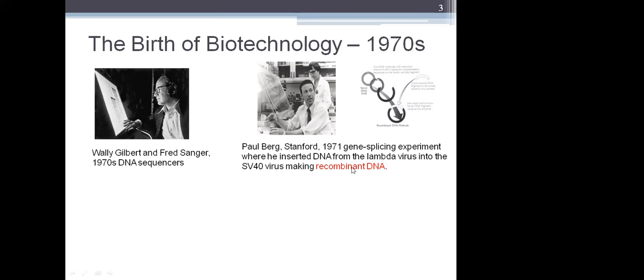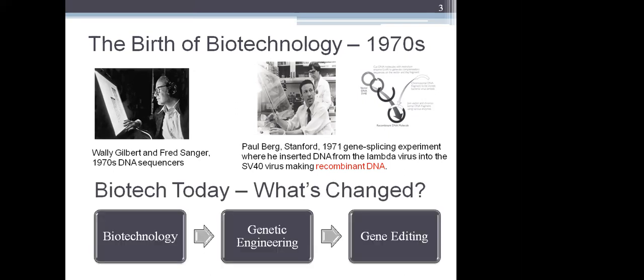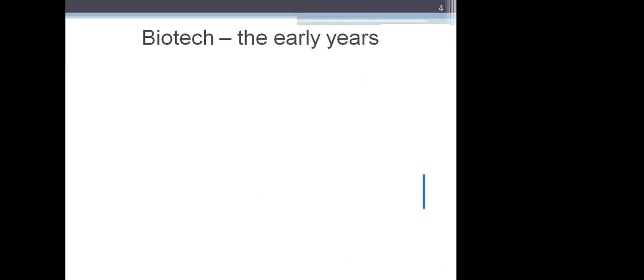Which we can call recombinant DNA. These two techniques actually opened the gates of the manipulation of DNA, and a huge amount of work has been done afterwards on DNA technology. So what has changed since that time? Biotechnology, along with the advancement in techniques and technology, became genetic engineering, or genetic recombination, and later on gene editing. So these three things have the same name, but with some changes in the technology and techniques.